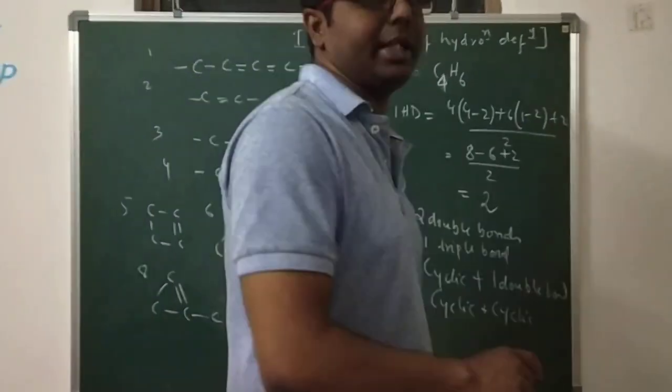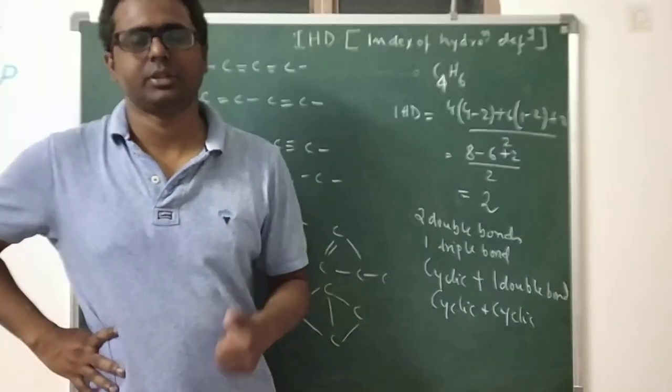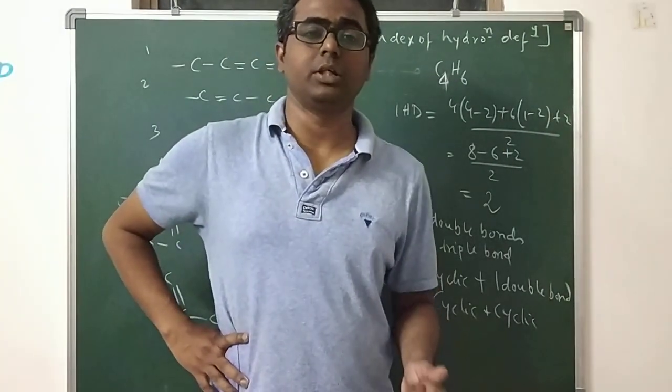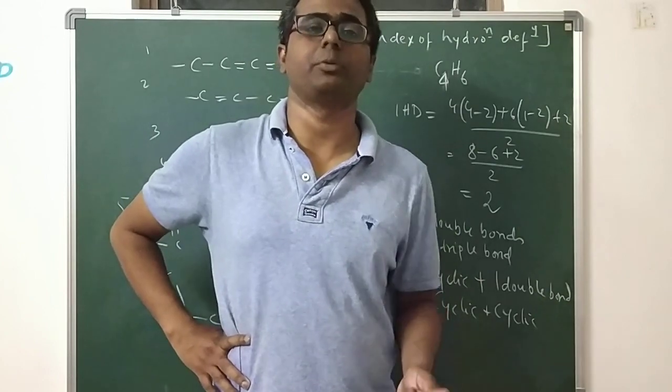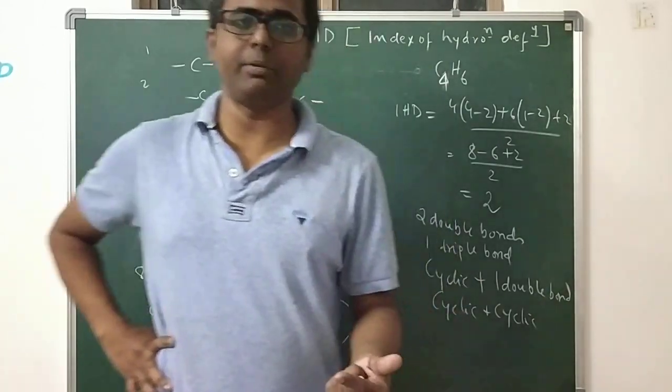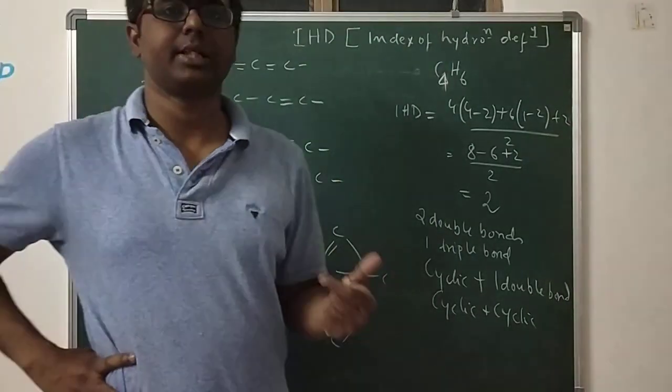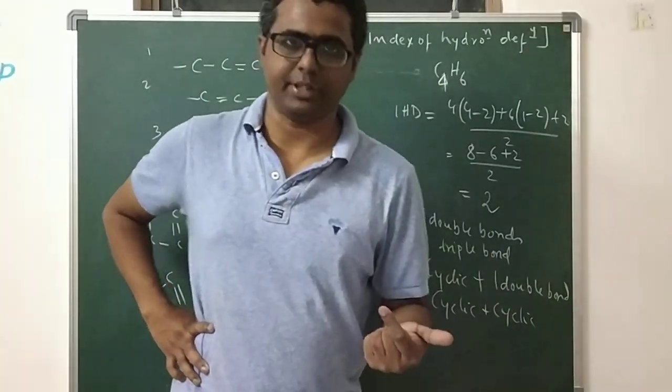So now you have the idea of how to use the IHD to find out the number of constitutional isomers of a hydrocarbon. If you have any problems regarding this lesson, let me know. We'll clarify. Okay? Thank you.